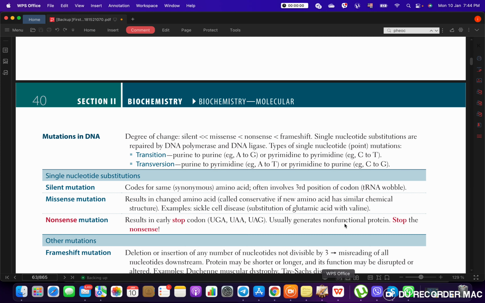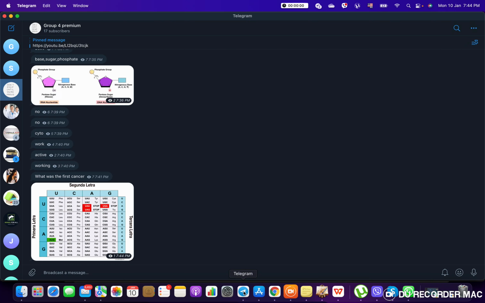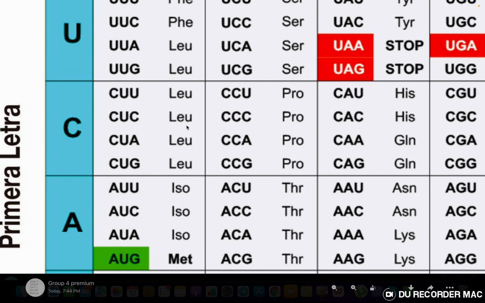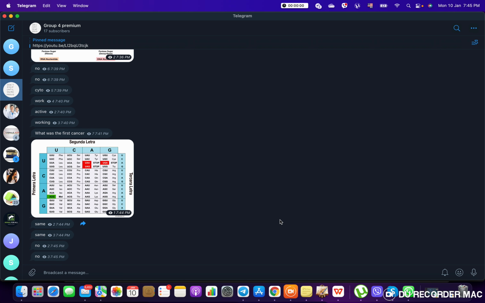You just need to understand it. So let's say we have a patient who had a mutation, and then instead of having, let's say, CUU, he had a mutation at the wobble position, and instead of a U, he got a C. Will he be encoding for the same amino acid or for a different amino acid? The same amino acid. So will he have any symptoms? No symptoms. So since he has no symptoms, we call it a silent mutation.